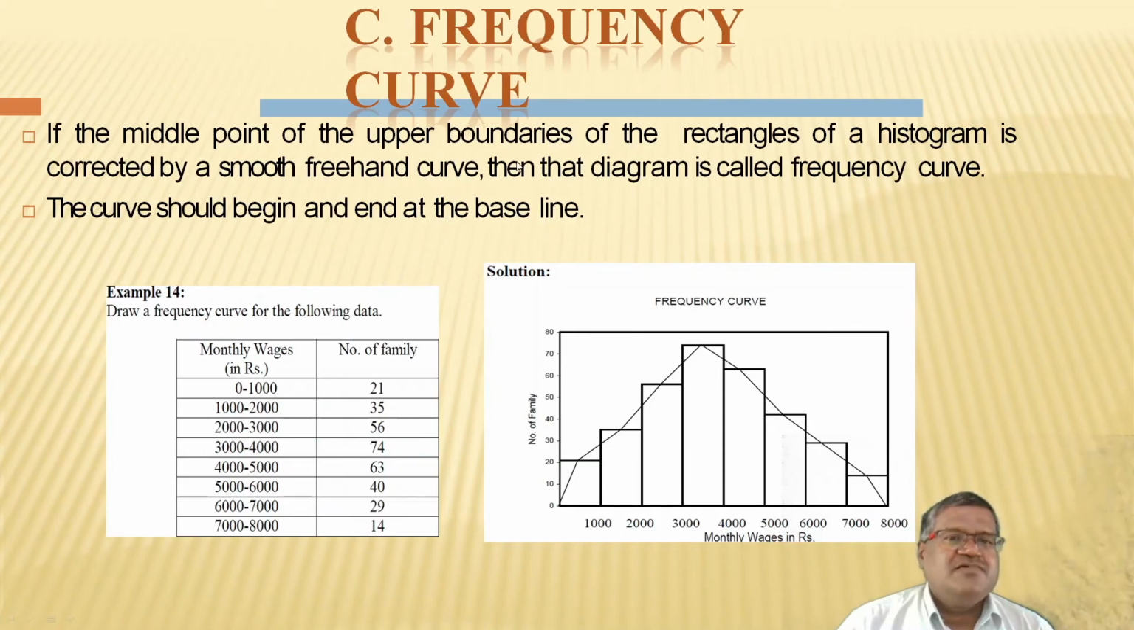This is the example of frequency curve. If the middle points of the upper boundaries of the rectangles of a histogram are connected by a smooth freehand curve, then the diagram is called frequency curve. This is drawn a little bit smoothly. This is the frequency curve. Here monthly wages are taken on x-axis and the number of families on y-axis. This is frequency curve. It is very useful to decide the shape of a frequency distribution.